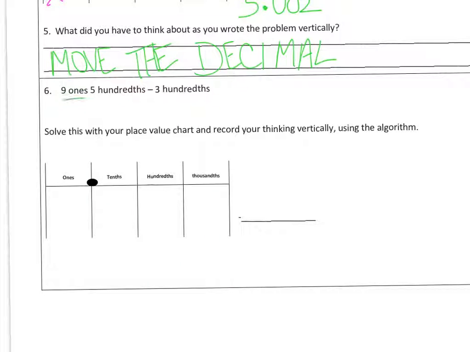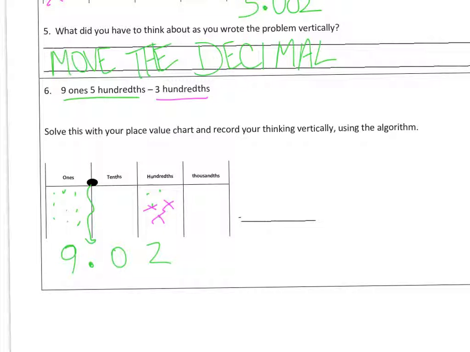So 9 ones, 5/100ths minus 3/100ths. So we'll start with our 9 ones. 1, 2, 3, 4, 5, 6, 7, 8, 9. 0/10ths and 5/100ths. 1, 2, 3, 4, 5. And we're subtracting 3/100ths, so 1, 2, 3. Okay, so you can see here we're left with 9 ones, 0/10ths, and 2/100ths. And let's make sure we move down that decimal.